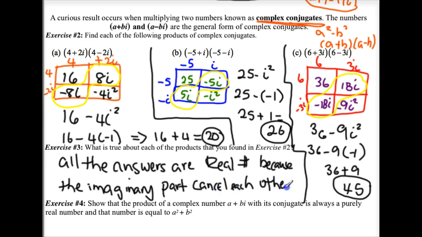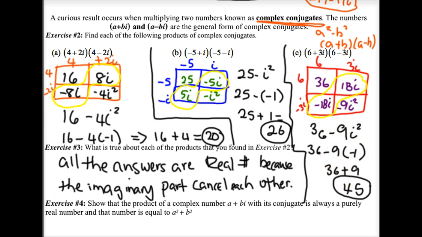Because of the difference of squares, these imaginary parts here, negative 5i plus 5i, cancel each other. 8i minus 8i cancels each other. 18i minus 18i cancel each other. So that's why I always get a real number, because I know i squared is negative 1, which I have been substituting.